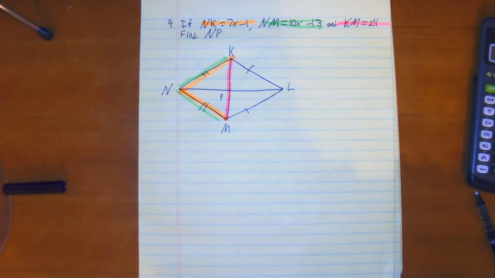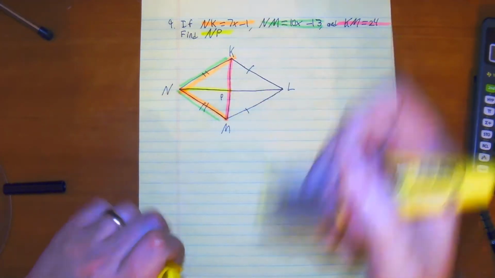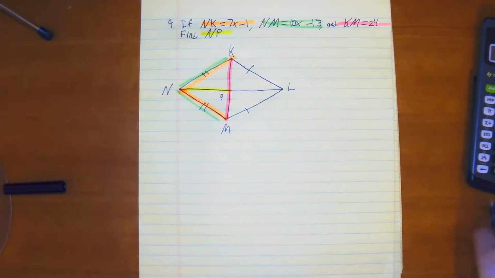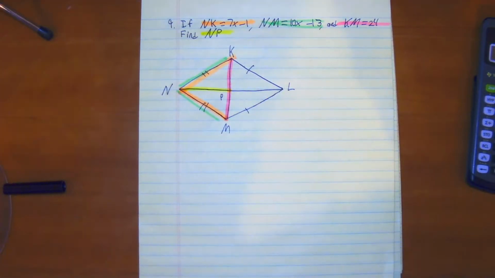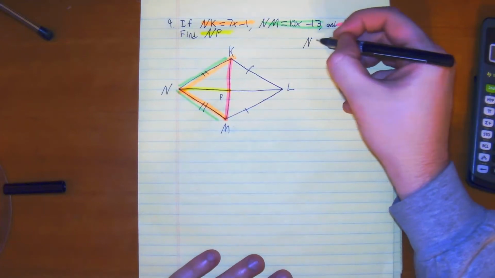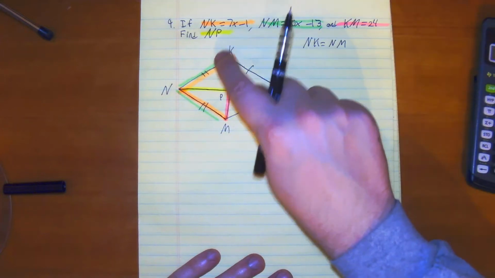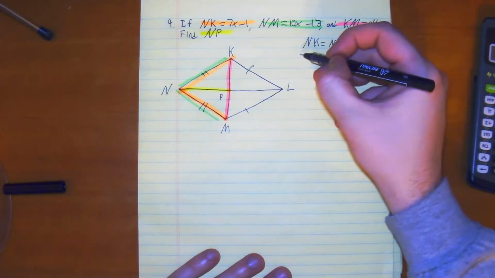And then at the end, they want us to find the value of NP. So the goal of this is to find NP right there. Alright, so we have a kite. So NK is equal to NM. So we could see that right away. So we can just equal the orange and green together right away.